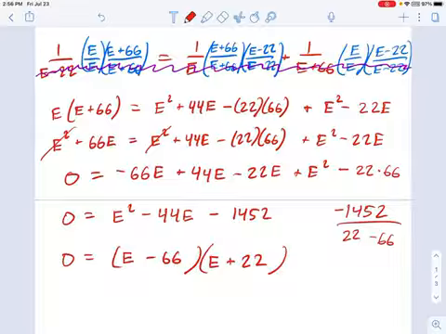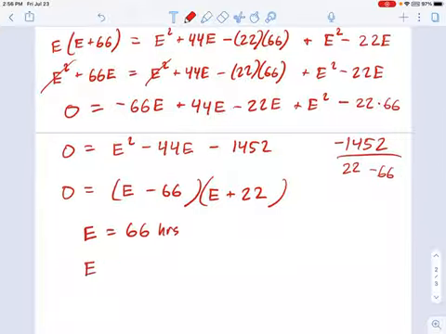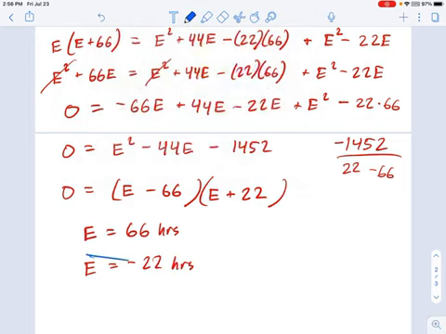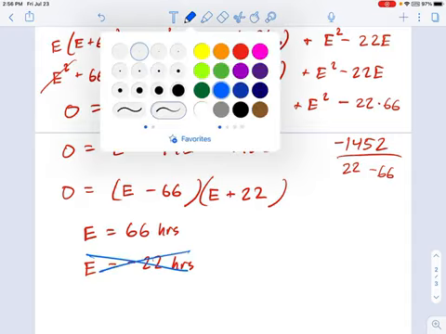Okay, now that means we have two solutions to this equation. E equals 66 hours. This is Eduardo's time. Or E equals negative 22 hours. Well, I told you Eduardo was fast, but he's not a time traveler. So that negative time one is not going to work out. This is Eduardo's time, 66 hours.